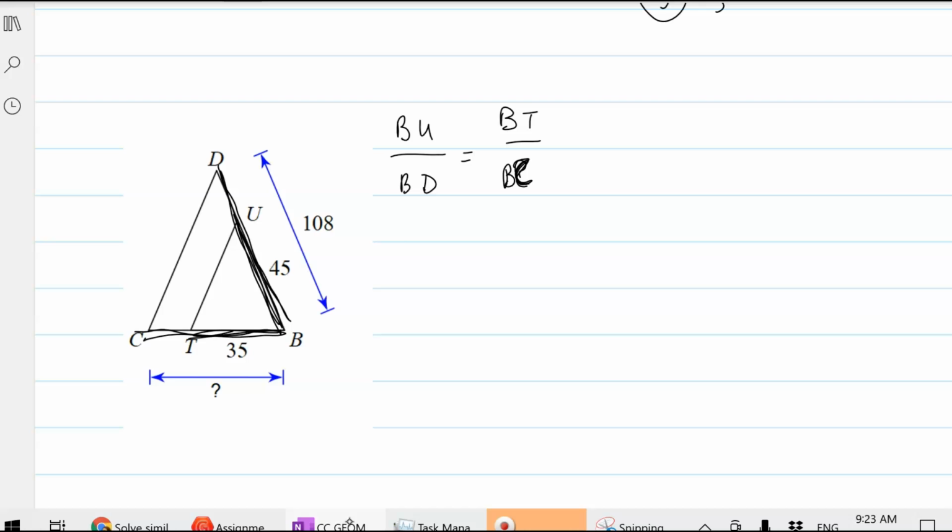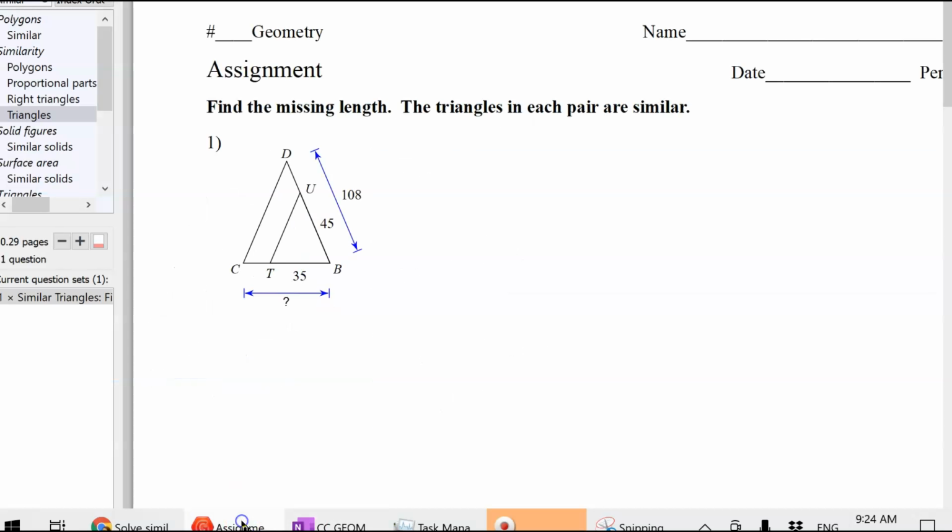I know the distance between B and U is 45. The distance between B and D is 108. The distance between B and T is 35, and we do not know the distance between B and C. Cross multiply. 35 times 108 is 3780. Divide both sides by 45. X equals 84.